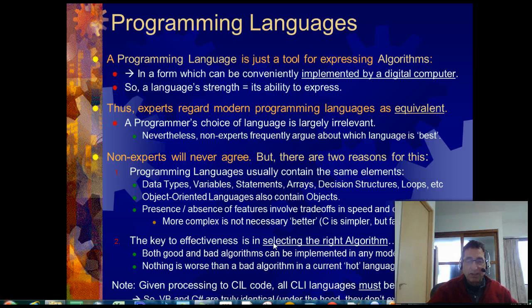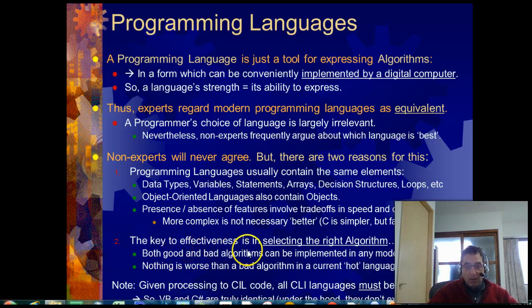So what he's saying here is it's not really the programming language as much as the right algorithm, because you saw the Euclid algorithm, but somebody else might come up with another algorithm which also might work, but it could be a lot slower, basically.